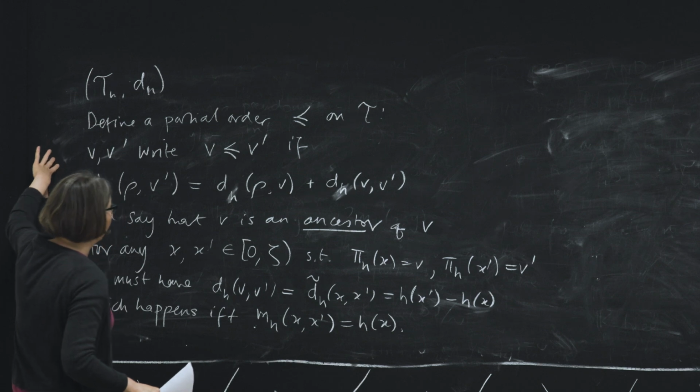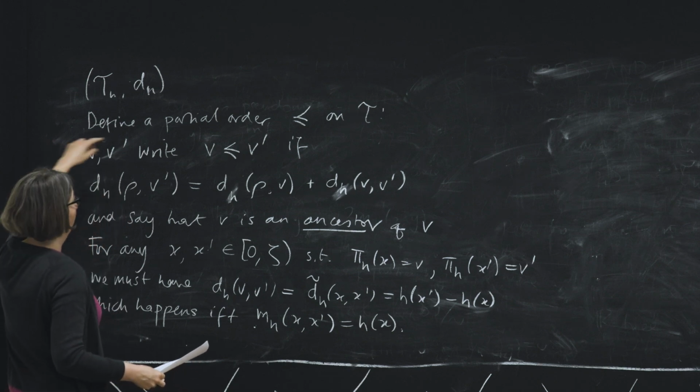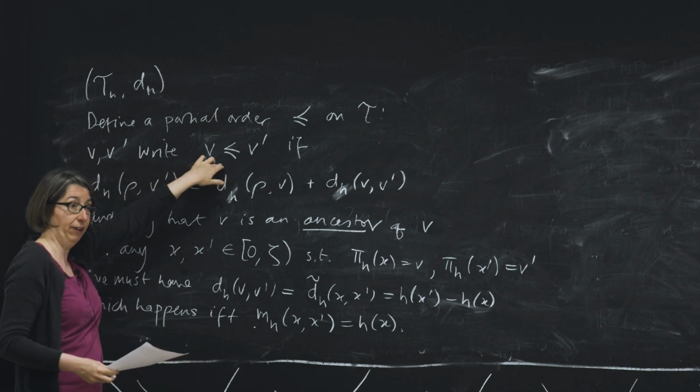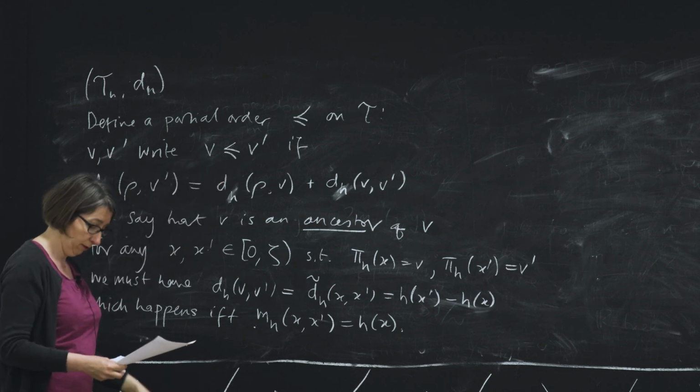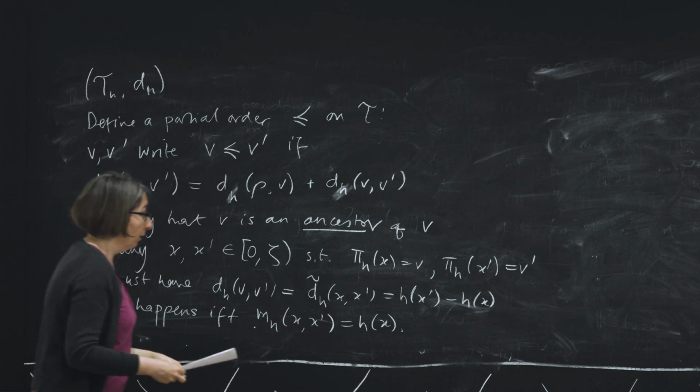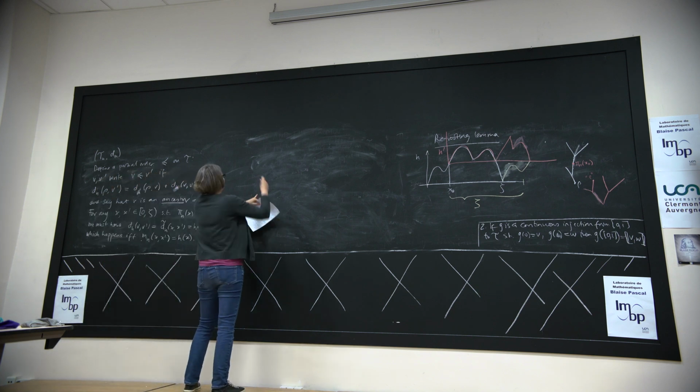Right, so you can check that this gives you that this relation here is reflexive, transitive, and antisymmetric. Okay, so everything that we need for a partial order.